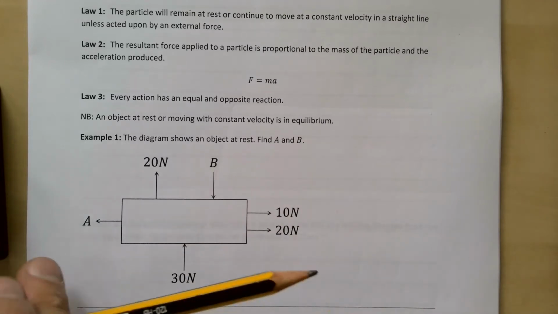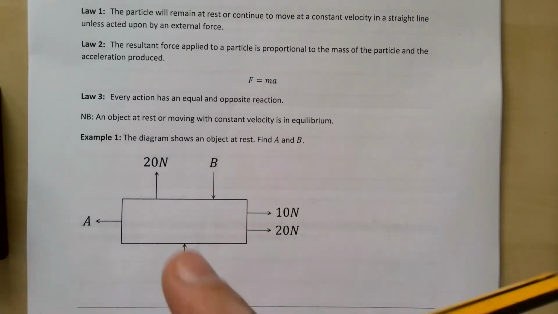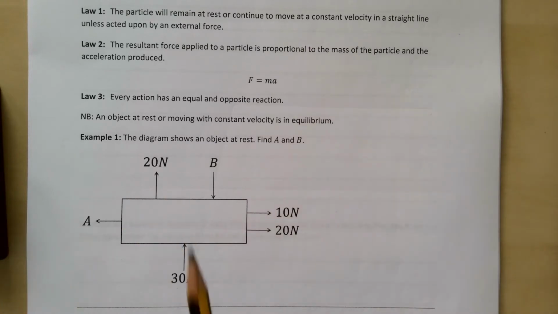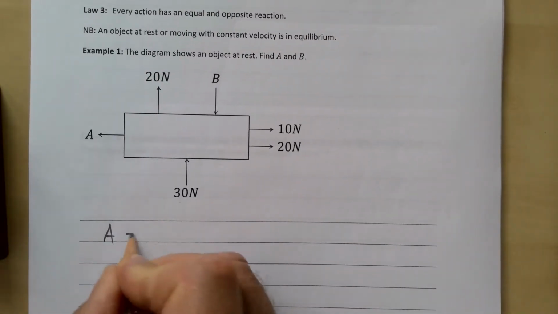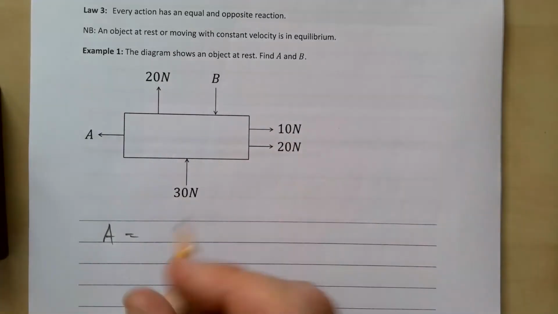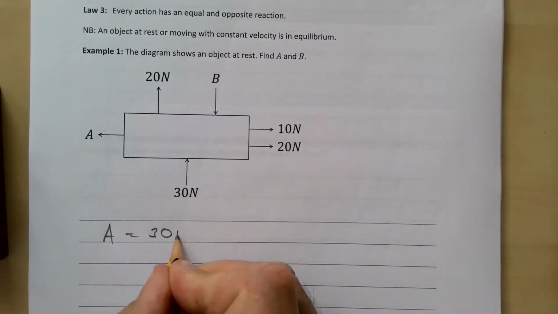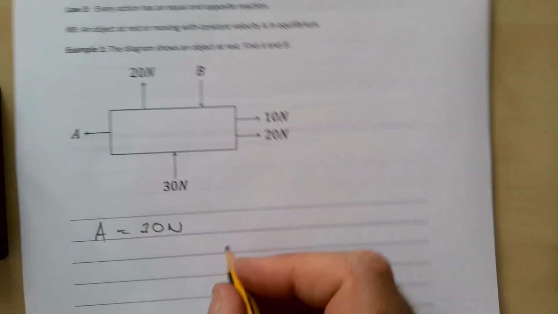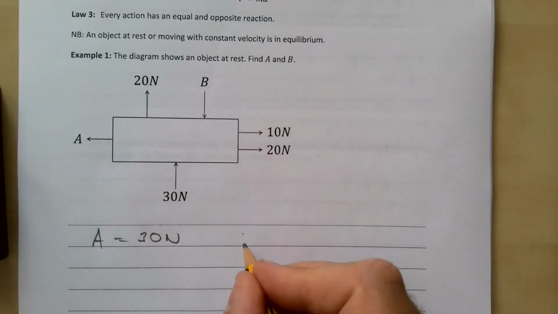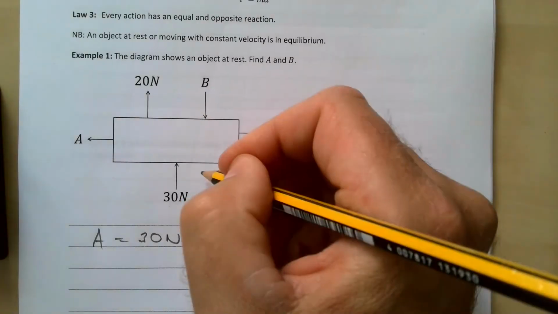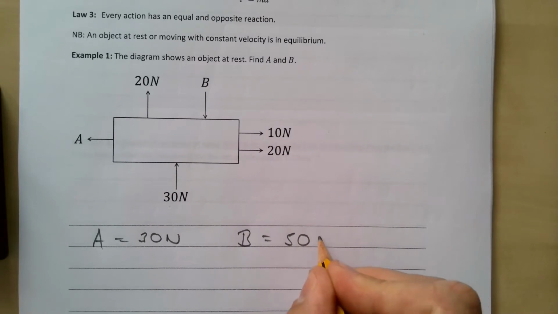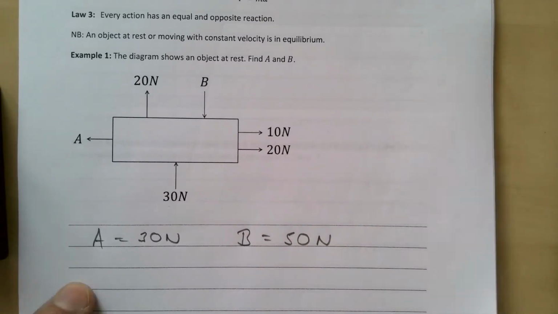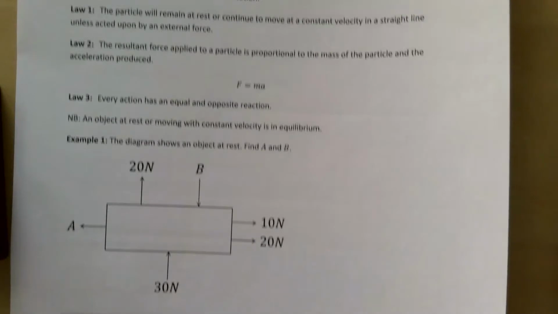This one's at rest, and you'll hear me say this a lot. If it's at rest, that means it's in equilibrium, that means everything going this way equals everything going this way, and everything going this way equals everything going this way. So in this case, very straightforward really. A is going that way, and that equals 30 newtons, the 10 plus the 20. And then B, going down, you can see the arrow, and the arrows going up are the 30 and the 20. So 50 newtons. Again, it's a concept; the sums are very easy.